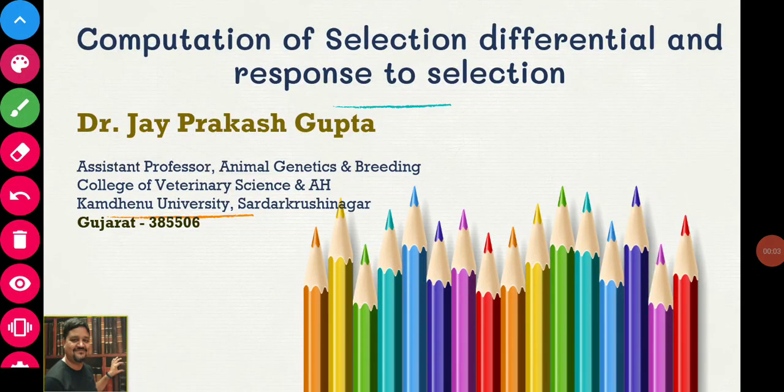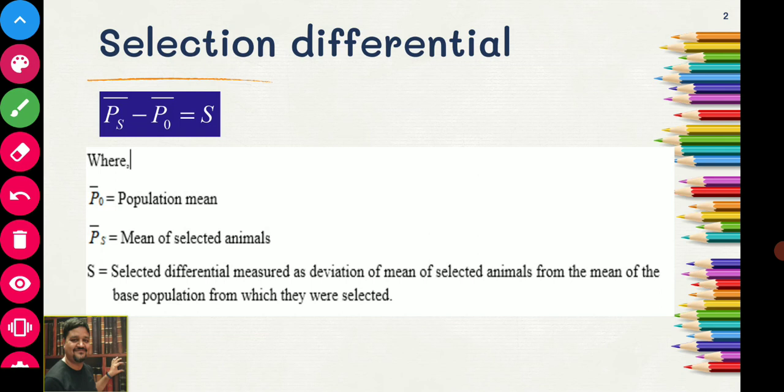Good morning, friends. So, today in this lecture, we will be seeing the numerical aspects of computation of selection differential and response to selection. As usual, first of all, we will see a small portion of theoretical aspect, and then we will go for the examples. So, let us start with selection differential.